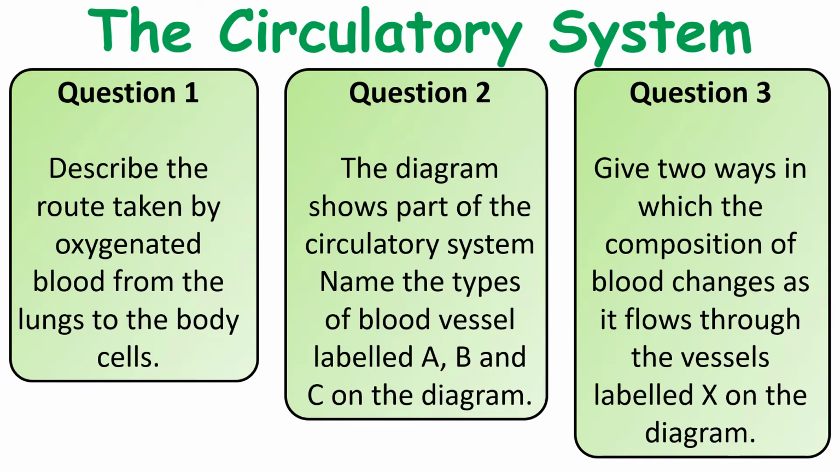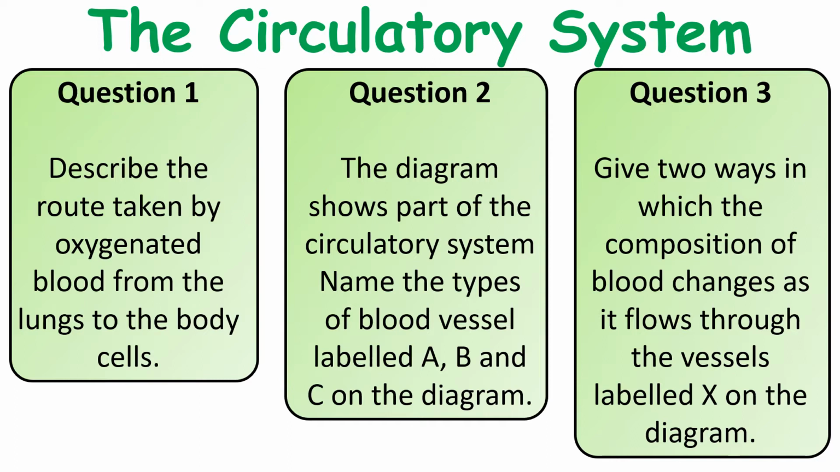On your sheet, you have a diagram showing a part of the circulatory system. Using what we've covered on veins, capillaries and arteries, you'll need to label or identify those 3 parts.